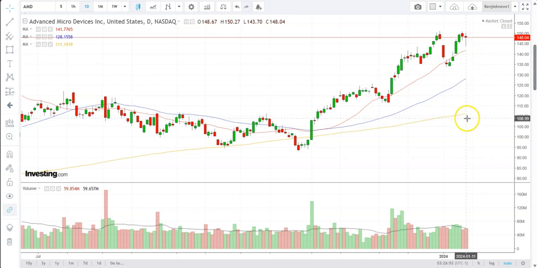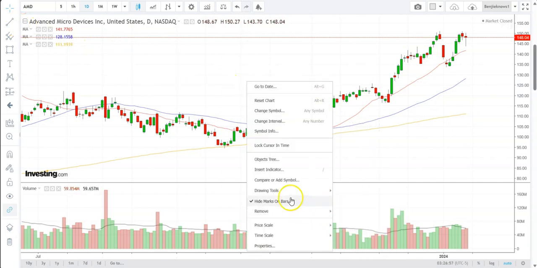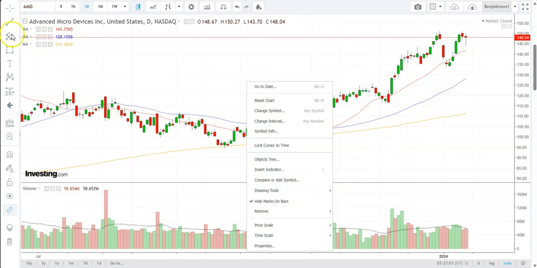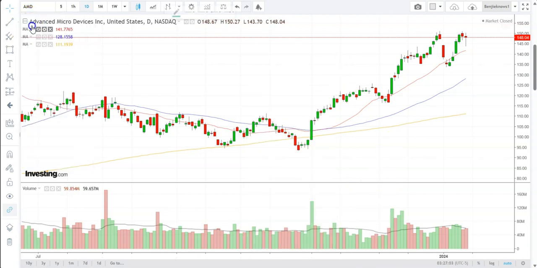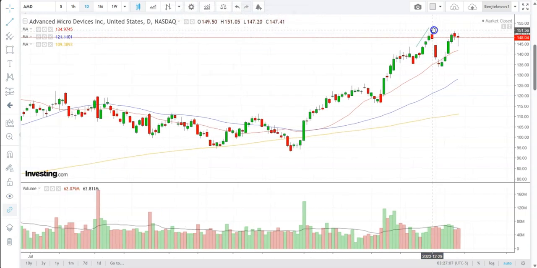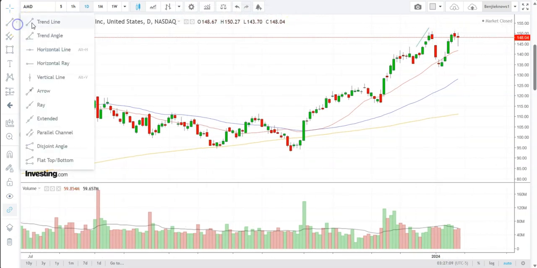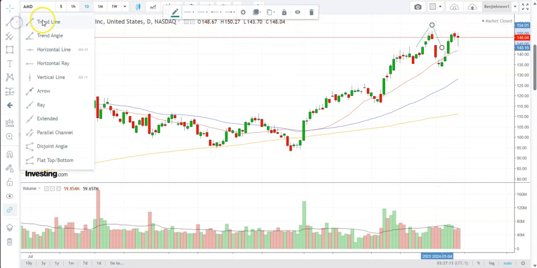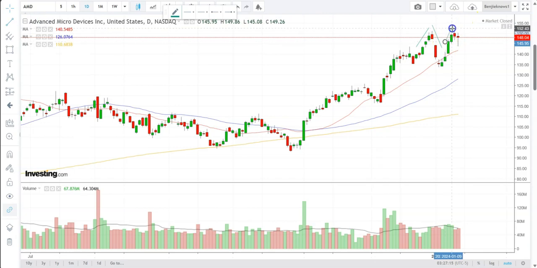Now, having said that, there seems to be some kind of trouble here. If I just draw, can you just see it? A double top here. There is a possibility of a double top forming, so you might want to be careful.